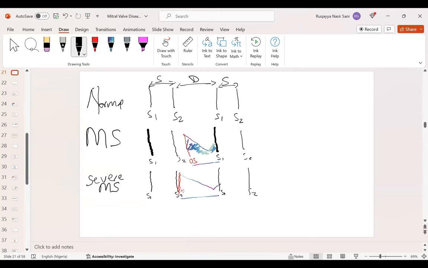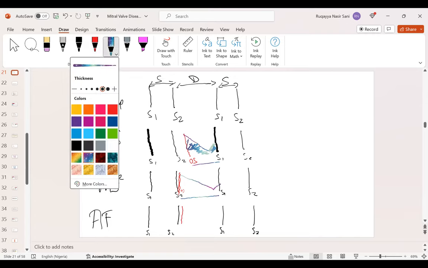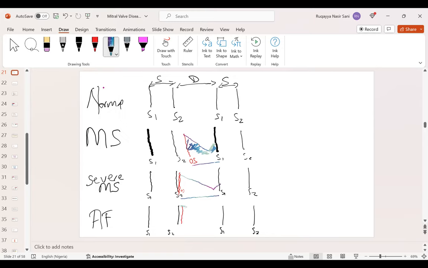Then in atrial fibrillation, so this severe MS patient has now developed atrial fibrillation. We have our S1, our S2, our S1 and S2. Then our opening snap, because he has severe MS, is still close to the S2. And this diastolic rumbling murmur now does not have the presystolic accentuation. So it just keeps going down, down, down, till we have an S1, another heart sound. So it loses the presystolic accentuation that is there in sinus rhythm. So are we good so far?